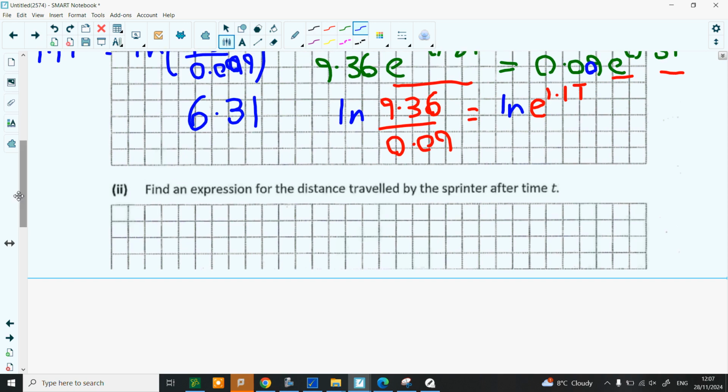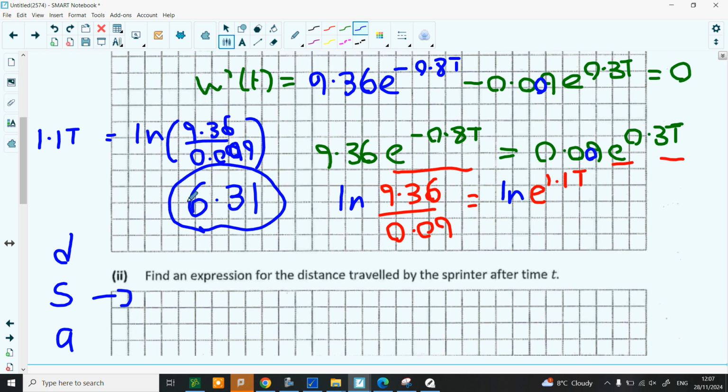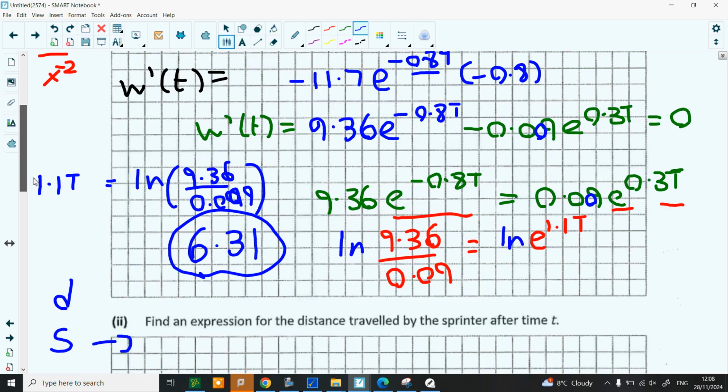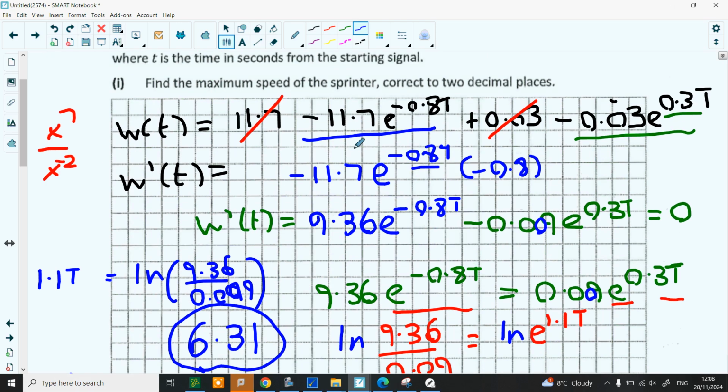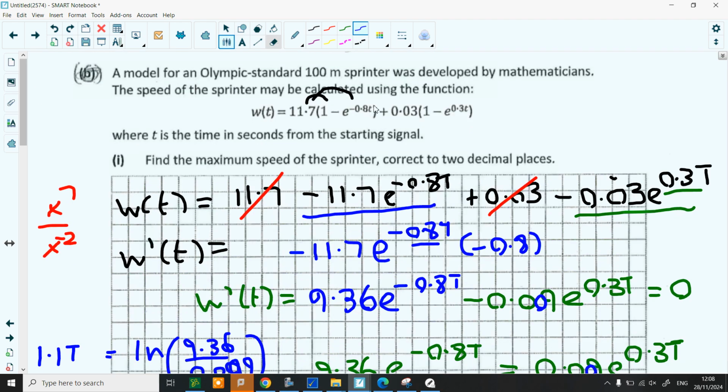Find an expression for the distance traveled. So, do you remember the differentiation? When you have distance and you differentiate it, you get speed. When you have speed and you differentiate it, you get acceleration. We're starting off on speed. Oh, need to find the speed. Yeah, thanks for that. Sorry, guys. 6.31 is the time. So you're going to have to get the time and sub it back into the speed function at the start. So you're going to have to actually sub it back in at this stage here.